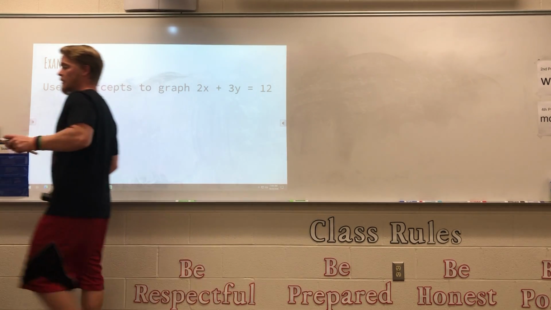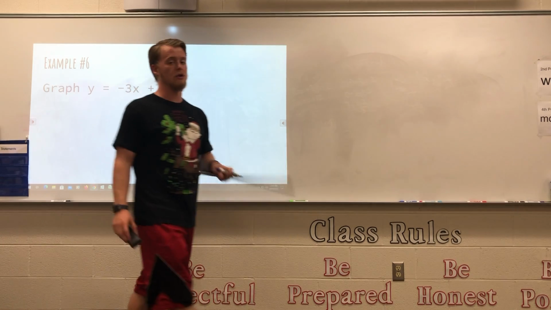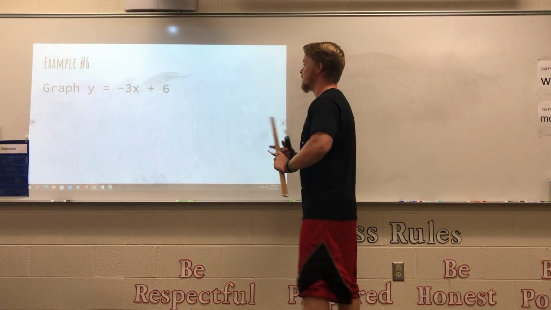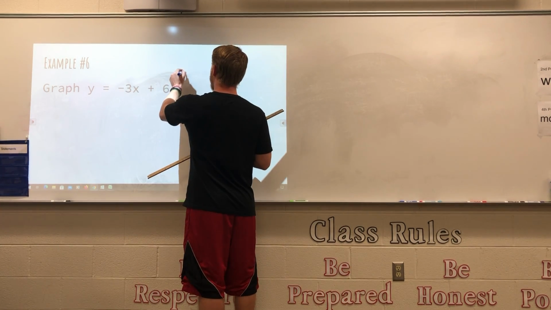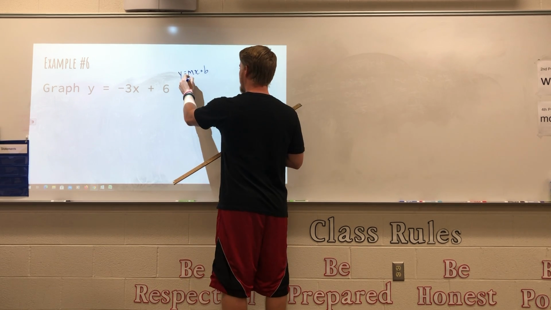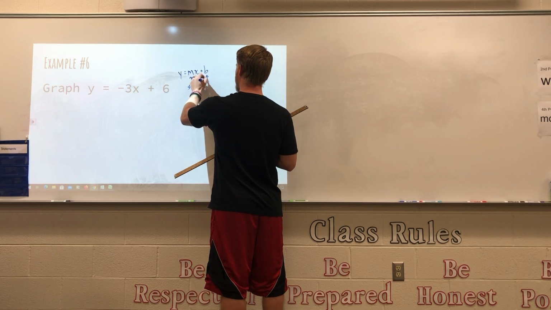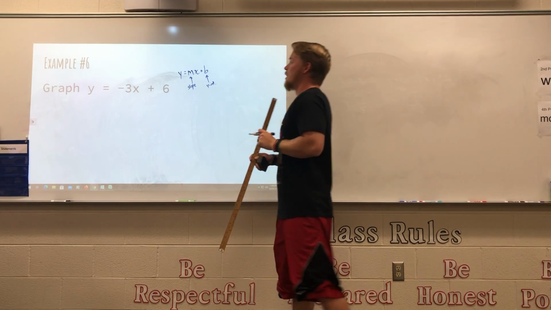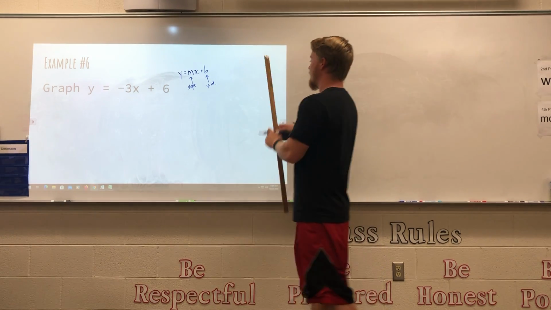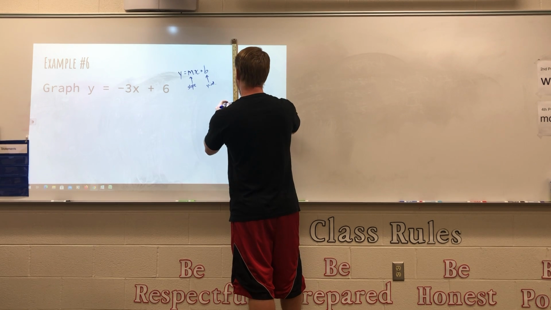All right, lastly, we have graphing in slope-intercept form. Remember, slope-intercept form is y equals mx plus b. m is your slope, b is your y-intercept. So, when graphing like that, let me draw my coordinate plane back up here.